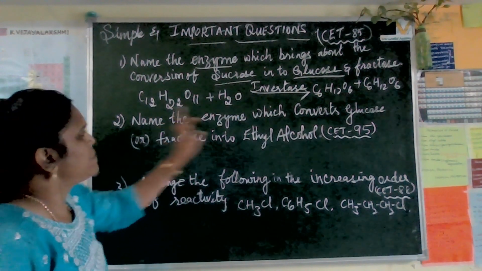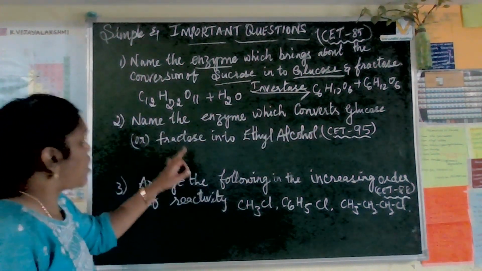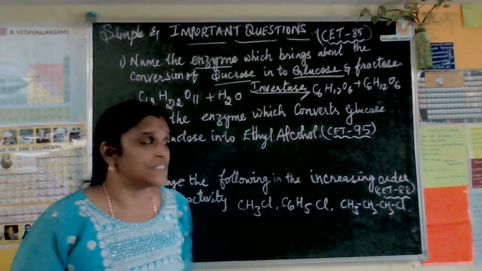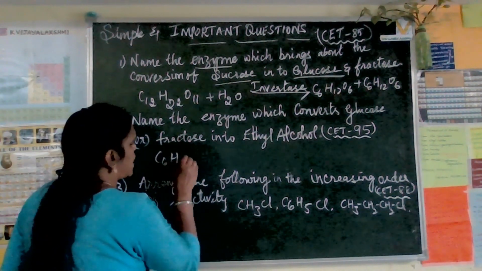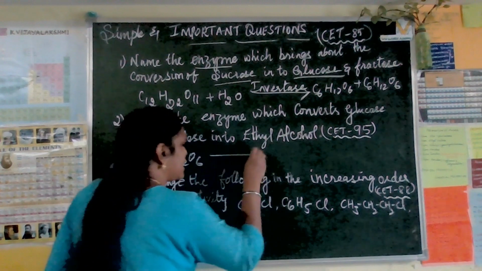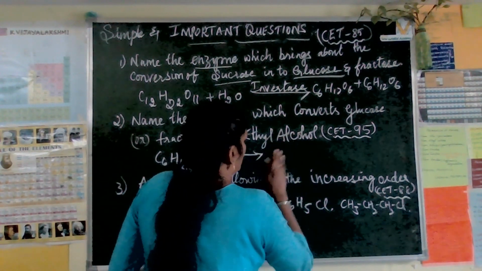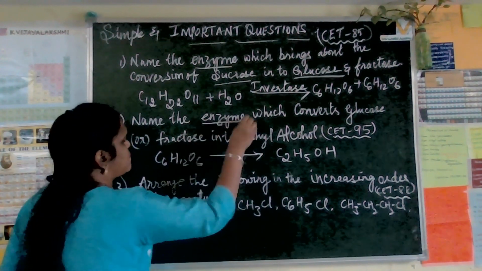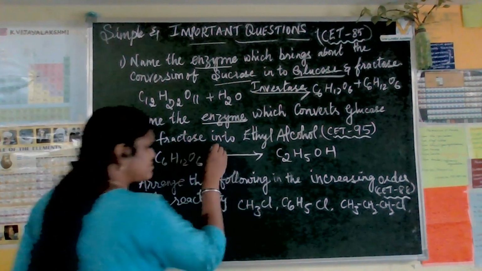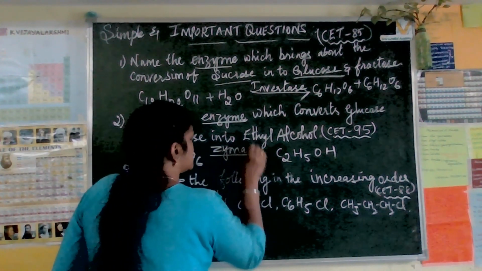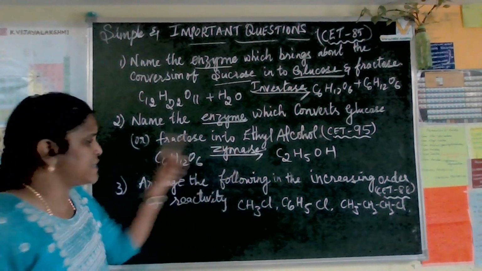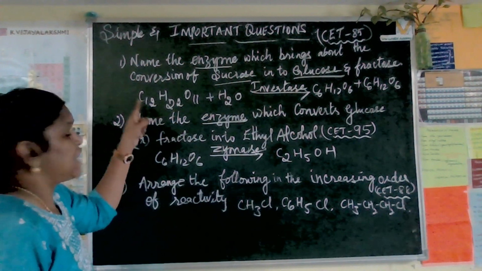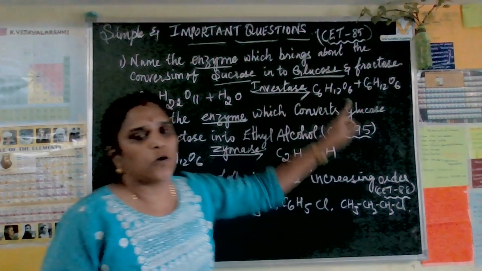Now the second one: name the enzyme which converts glucose or fructose, any one, into ethyl alcohol. Now here, C6H12O6, any one, gives ethyl alcohol. Ethyl alcohol is C2H5OH. So what is that enzyme? It is one of those informative questions: zymase. Zymase is the enzyme which converts glucose into ethyl alcohol. And invertase is the enzyme which converts sucrose into glucose and fructose.